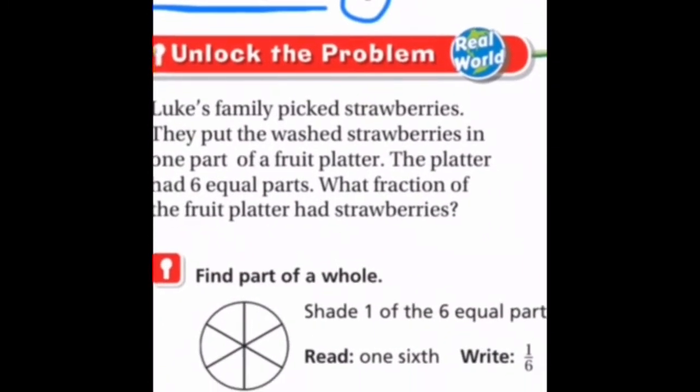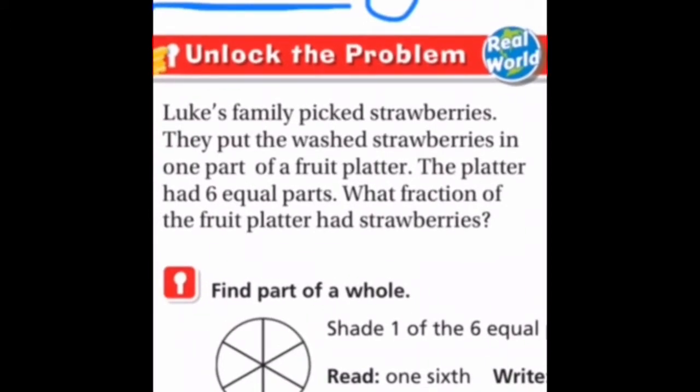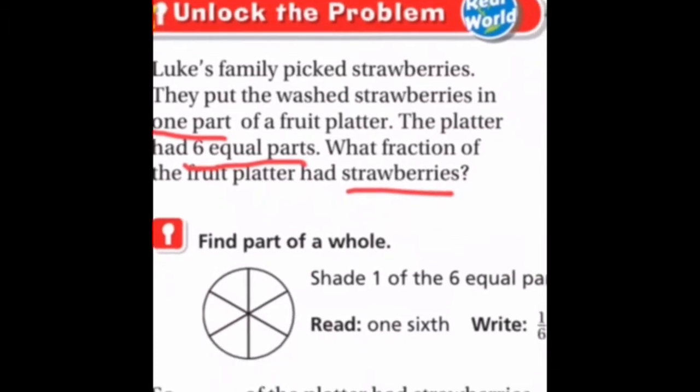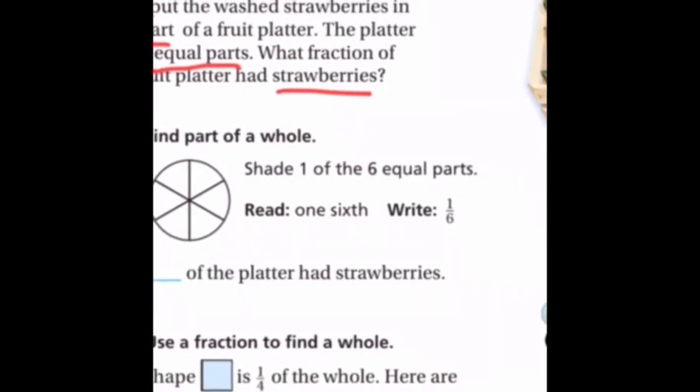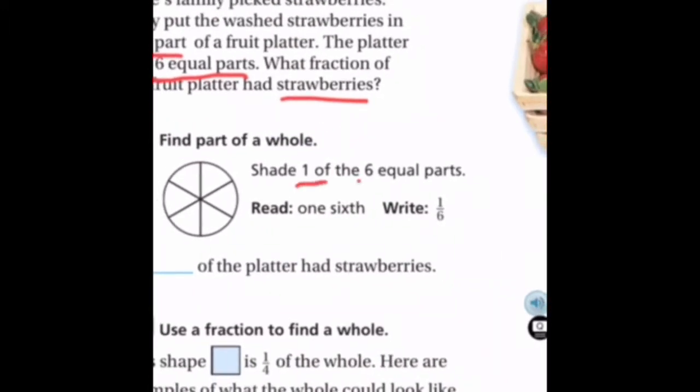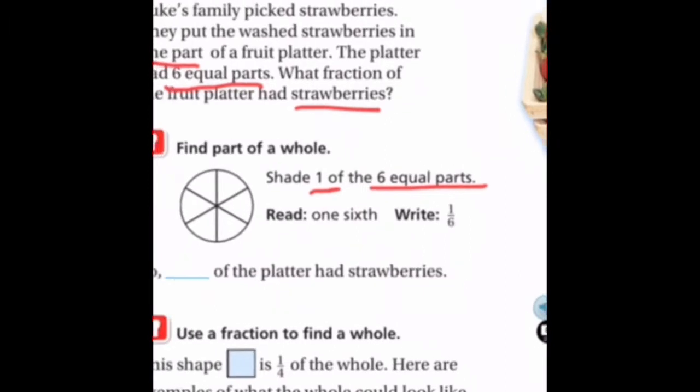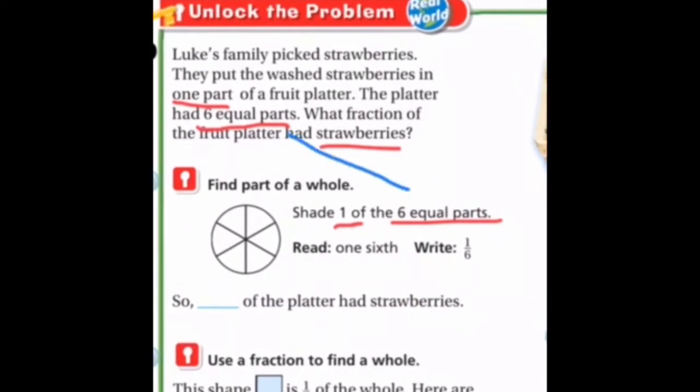Let's look at unlock the problem. It says Luke's family picked strawberries. I love strawberries. They put the washed strawberries in one part of a fruit platter. The fruit platter has 6 equal parts. What fraction of the fruit platter had the strawberries? So we're going to find part of a whole, right here. And it says to shade one of the 6 equal parts. We're shading one of the 6 equal parts because they put washed strawberries in one part of the fruit platter.